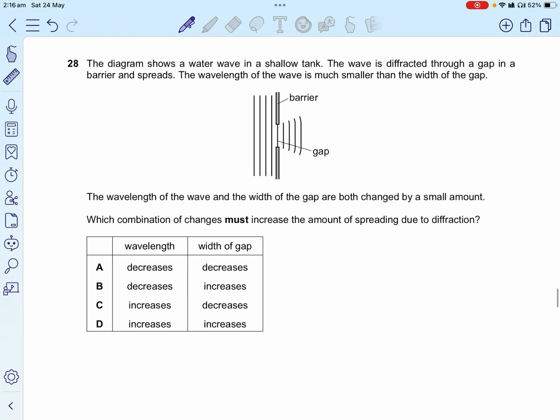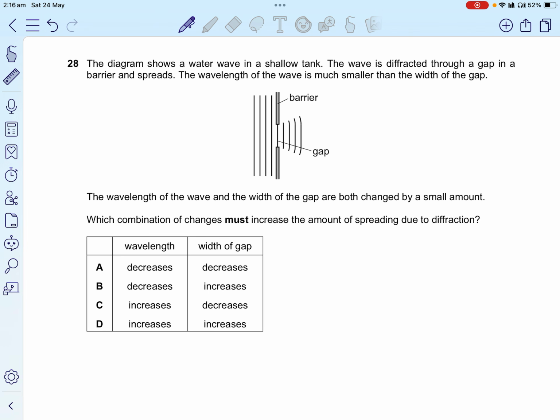The diagram shows a water wave in a shallow tank. The wave is diffracted through a gap in a barrier and spreads. The wavelength of the wave is much smaller than the width of the gap. The wavelength of the wave and the width of the gap are changed by a small amount. What combination of changes will increase the amount of spreading? Now, basically, the maximum amount of spreading is when the wavelength is equal to the gap. Here you see that the wavelength is too small and the gap is too big. So ideally, you should be decreasing the gap and increasing the wavelength to have the best diffraction.